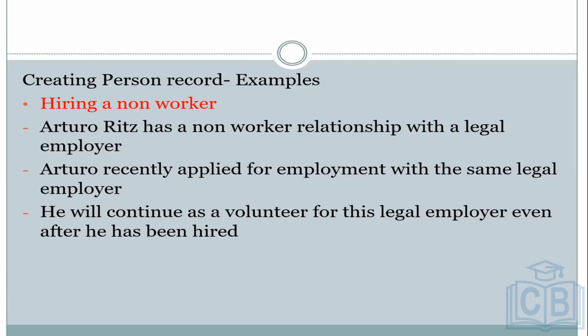When you're hiring a non-worker, creating a person's record examples. The same case happens when you're hiring a contingent worker, when you're creating a person's record. So, a non-worker relationship with the legal employer, or recently applied for employment with the same legal employer. You will continue as a volunteer.